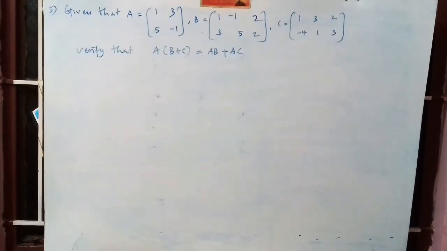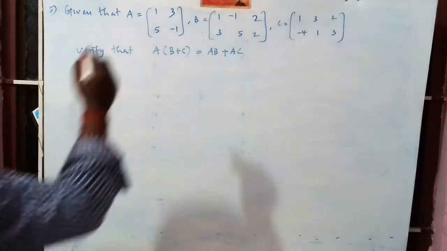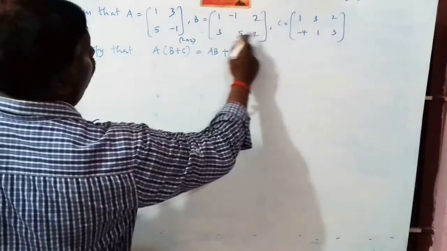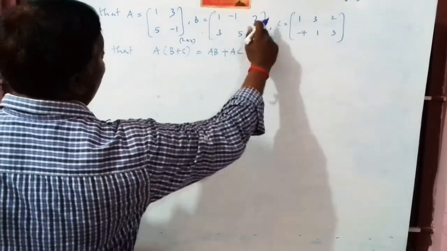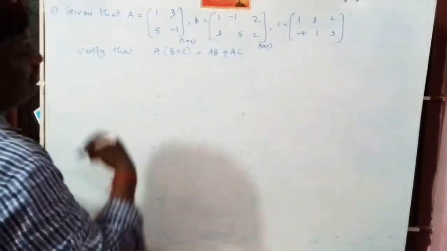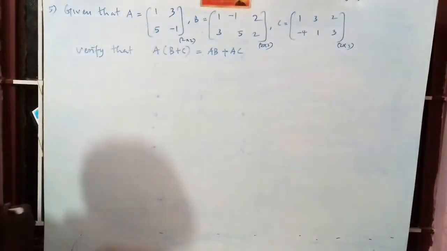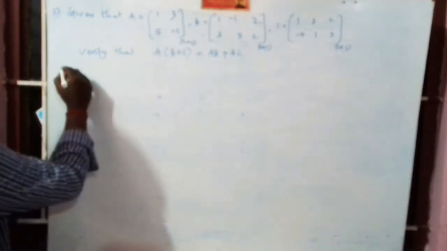Okay, question number 5. Given that A equal to a 2 by 2 matrix. Check the order. B equal to 2 rows and 3 columns, a 2 by 3 matrix. C equal to a 2 rows and 3 columns matrix. Verify that A into B plus C is equal to AB plus AC. This property is called the left distributive property. Now the left hand side.